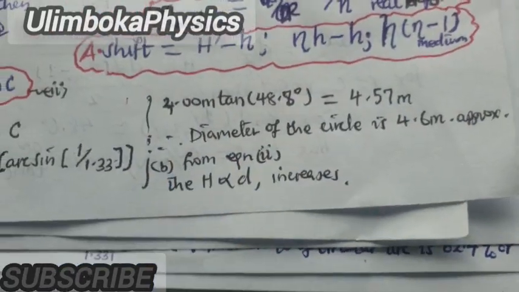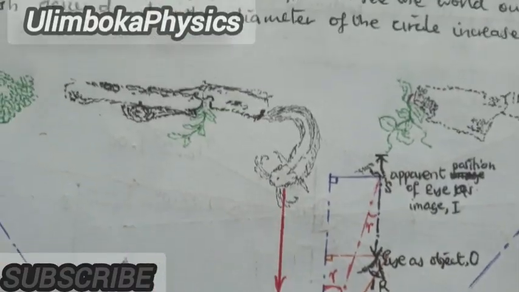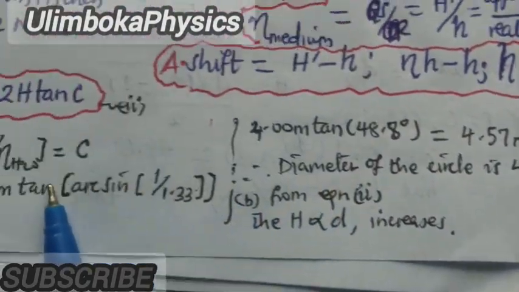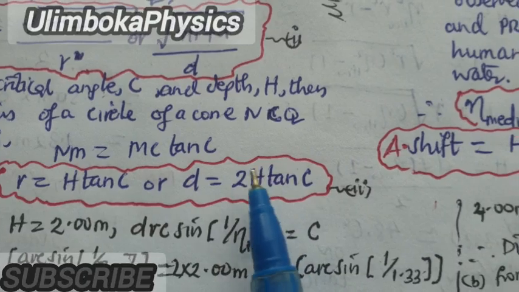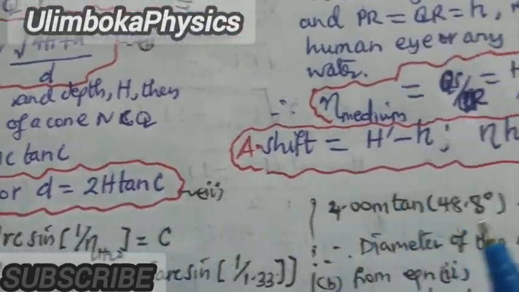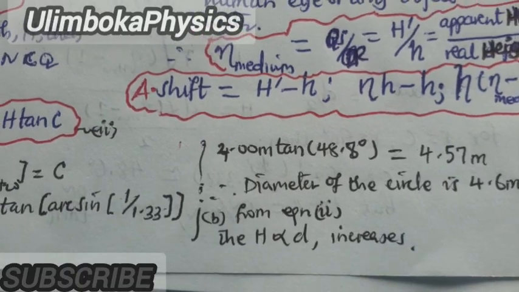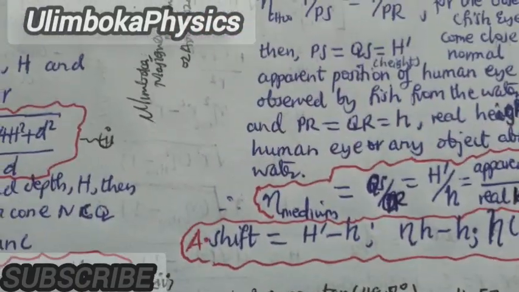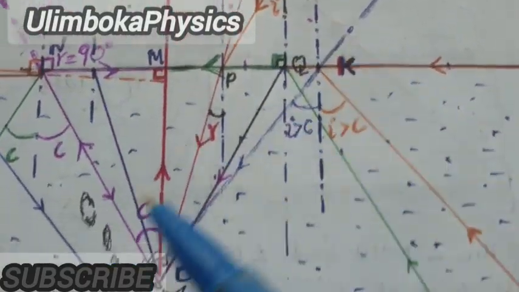And our part B, the relationship between when the fish is descending, how the diameter of the circle will be. If the fish is descending, we can see the relationship of the diameter of the circle from the general formula, equation 2, as d is proportional to h, for the constant 2 and tan of the critical angle. Now as h increases, d increases. The diameter of the circle of this cone NQC is increasing.